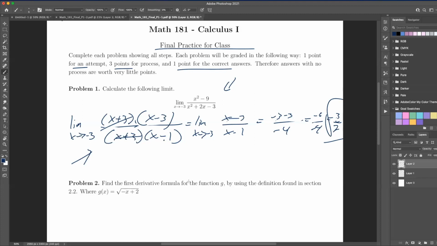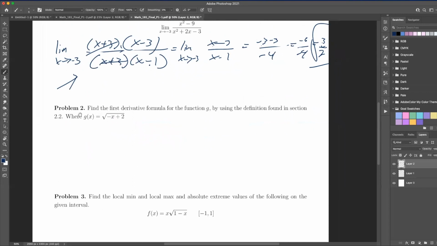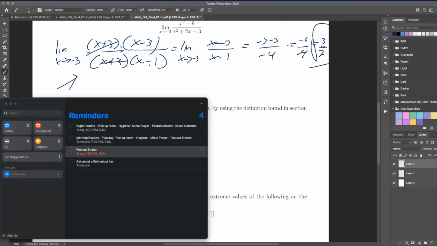All right, let's do the rest of them. Here we're going to do the first derivative of this. We're going to use the definition 2.2. And what definition is that? Let me show you. Let me open it up and do it. Let's go to my 2.2 notes.